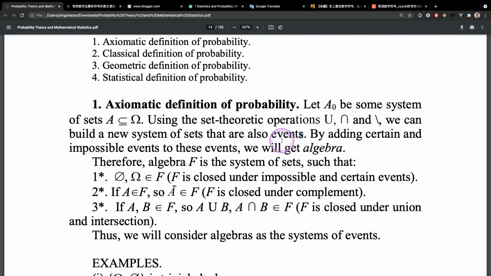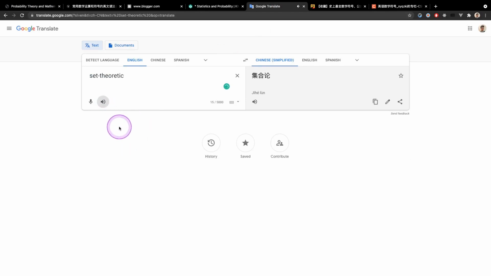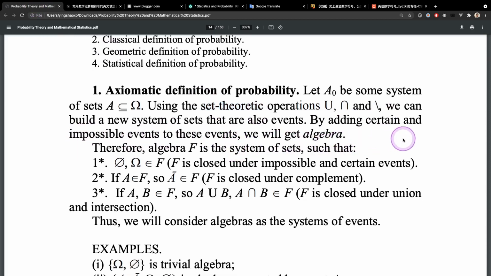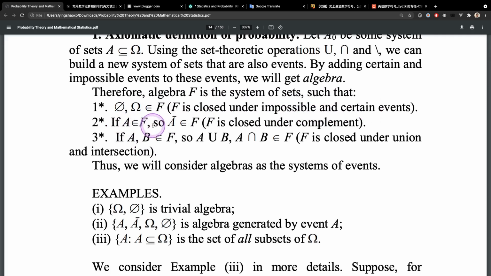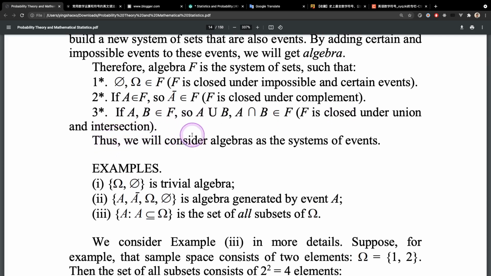Alright, let's go back to this book. We have some set theoretic operations, and we can build a new system of sets that are also events. By adding certain and impossible events to these events, we will get an algebra. Therefore, algebra F is a system of sets such that the empty set and Omega belong to F. F is closed under impossible and certain events. If event A belongs to F, then the opposite, A bar, also belongs to F. If A and B both belong to F, then the union of A and B, or the intersection of A and B, also belongs to F.